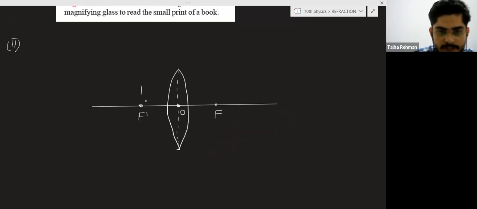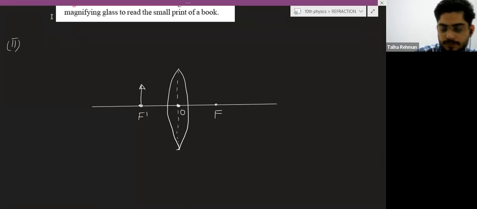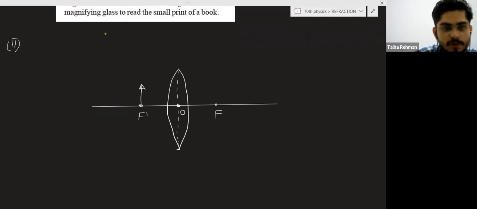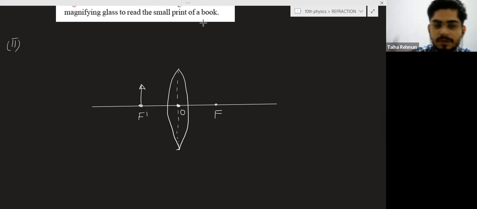And if this is f, so I am now placing the object here at f. So how the image will be formed, you can see here. For the image formation, at least two rays must meet or appear to meet. So this object will give two rays for the image formation.